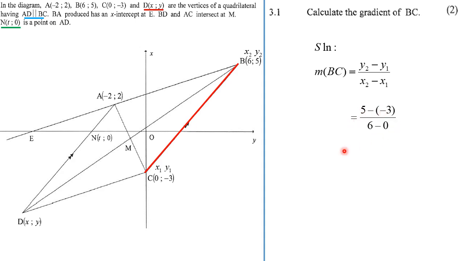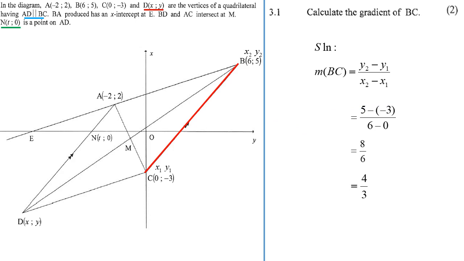Remember, negative multiplied by negative will give you positive. And then that positive will result in 5 plus 3, which is 8 divided by 6. And this will give you 4 divided by 3.